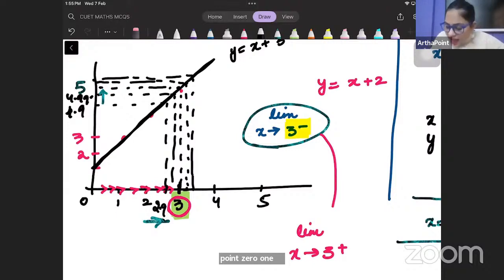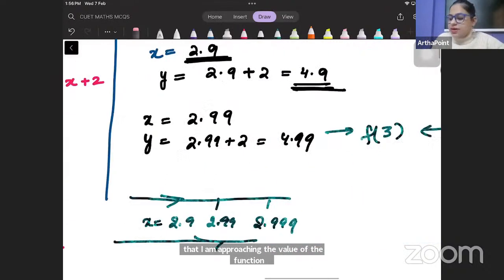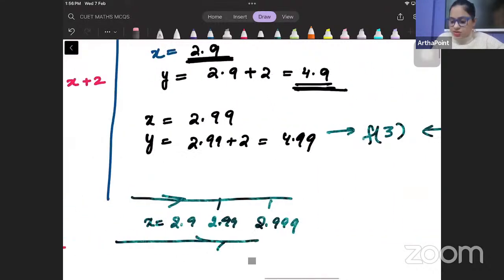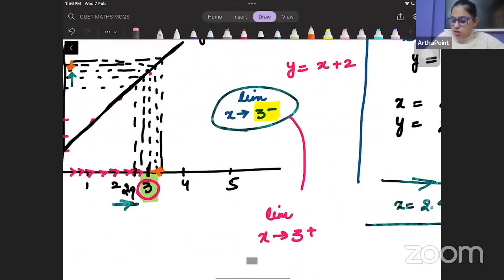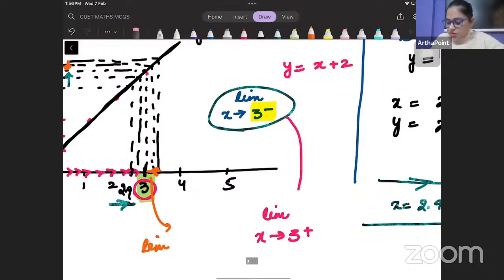So again, as I am approaching the value of x from the right hand side, taking values greater than 3, again I am seeing that I am approaching the value of the function, right? So when you approach the function from the right hand side, जब आप इस direction से function की तरफ जाते हो, that is called limit x plus, right? जैसे यहाँ पे 3 plus हो जाएगा. So this will represent limit x tends to 3 plus.